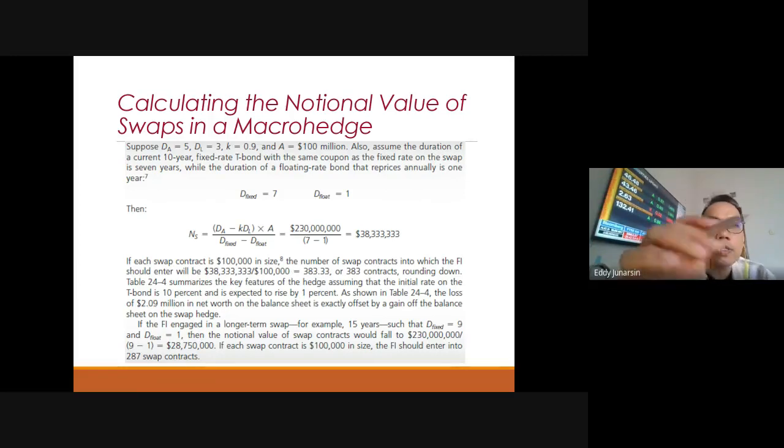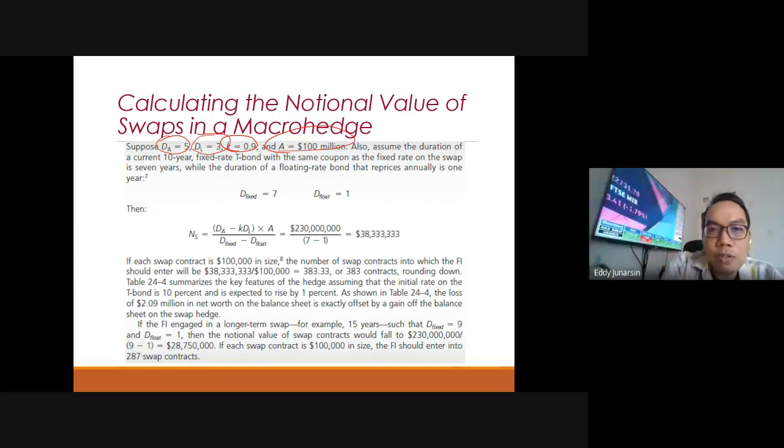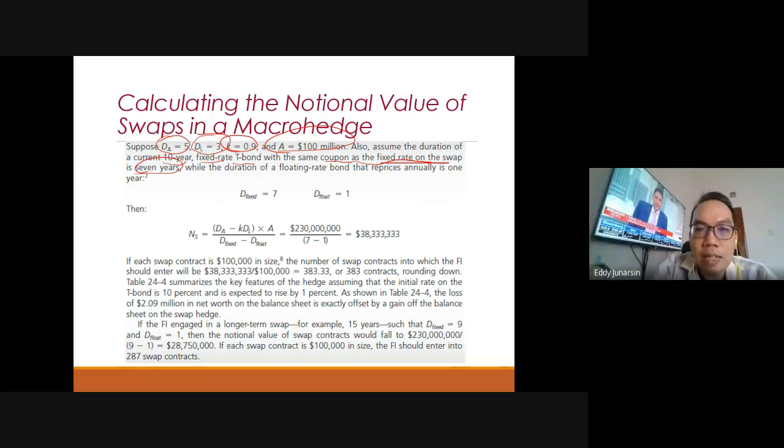So we see an example now. The duration of assets is 5 years, duration of liabilities is 3 years, the debt ratio is 90%, and the asset size is $100 million. And here we have the duration of a 10-year fixed rate T bond with the same coupon and maturity as the fixed rate payment on the swap contract, which is 7 years. So the D fixed is 7 years. And of course the duration of the floating rate bond that reprices annually. So the repricing is every year. So again, typically this is 1 year, the base of analysis.